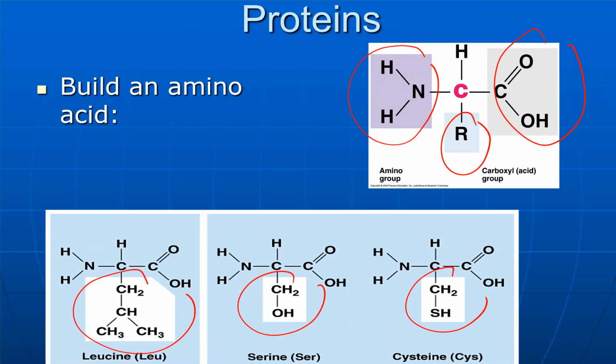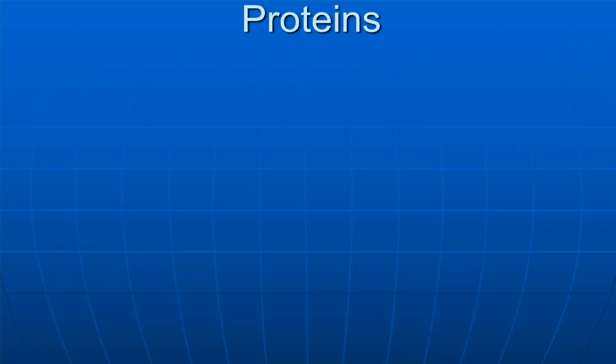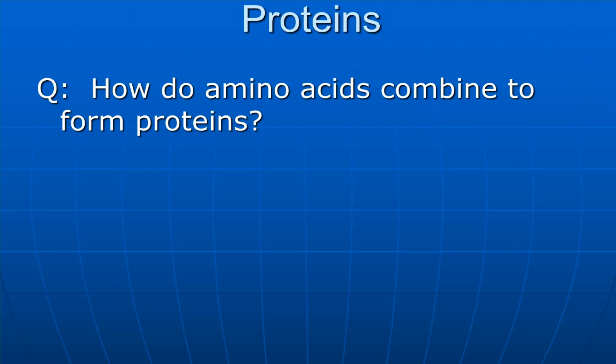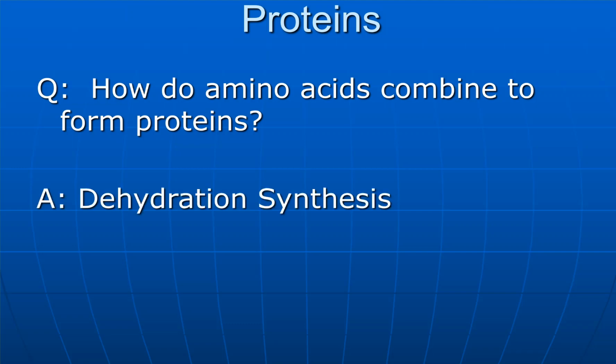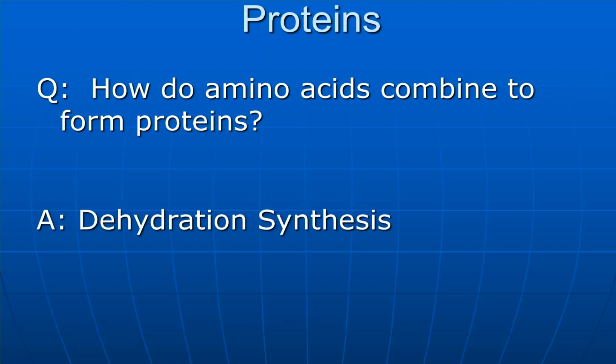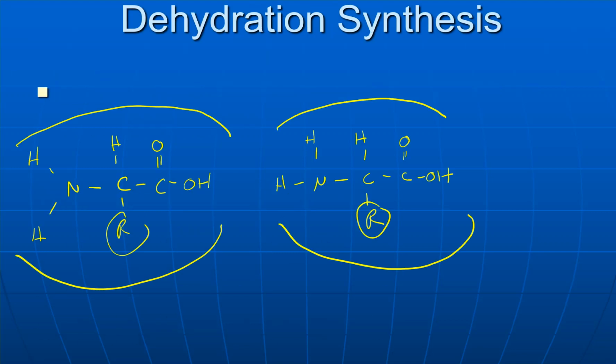All right, so where we left off last class, we asked, how do you build proteins out of amino acids? What process do you use to bind amino acids together to form proteins? And the answer is dehydration synthesis. And this is where we left off. So dehydration synthesis literally means building by removing water.